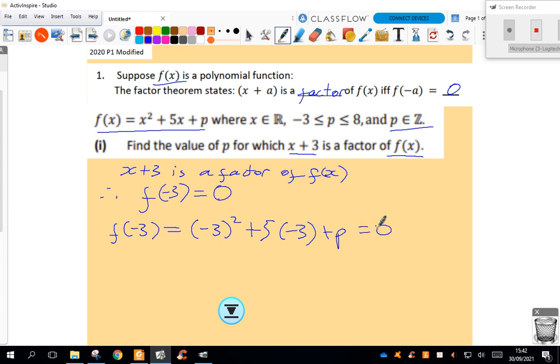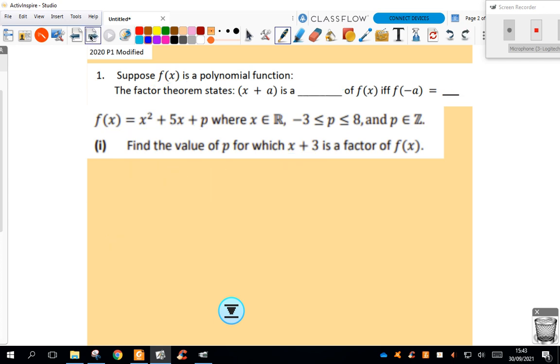And then we're just solving for p here. So I'm going to get 9 minus 15 plus p is equal to 0. Solving there, p has to equal to 6. So p must be equal to 6. Okay, solving that equation. So that's one approach. That's just one approach, using the factor theorem.